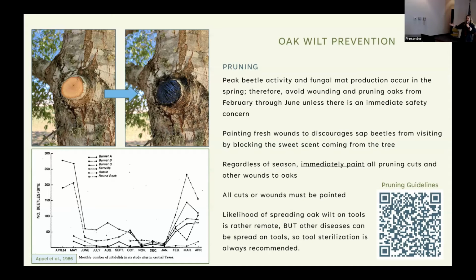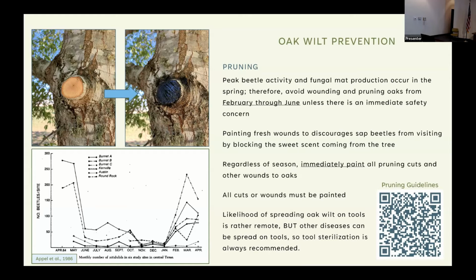So they fly to those fungal mats, pick up those fungal spores unknowingly, and fly off in search of another meal. If you're pruning your oak, that smells really good to them, especially if there are a lot of cuts. So avoiding February through June, that's the risky time. That's shown with this graph here, their beetle activity. You can see one of the lines is Kerrville and some other places in central Texas, and after January, they really spike in their activity all the way through June. That's why those months are established.